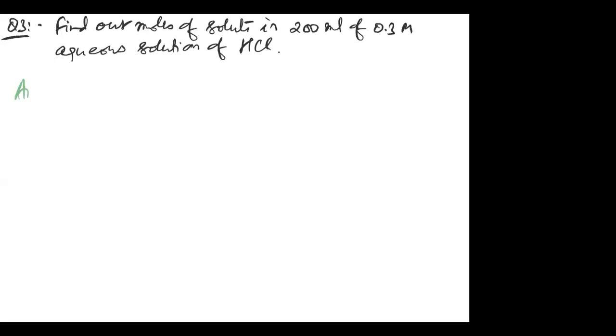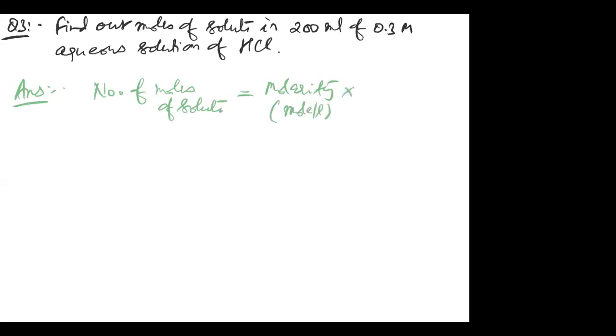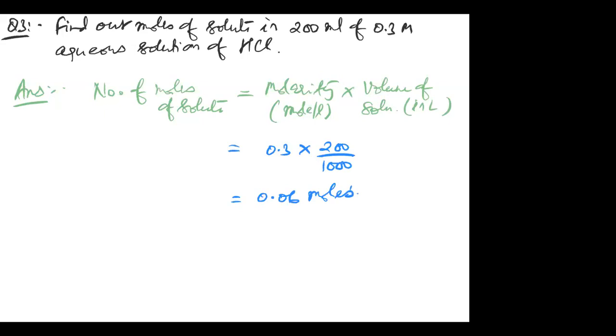To find the number of moles, the number of moles of solute is equal to molarity, which is moles per liter, multiplied by the volume of solution in liters. That is 0.3 multiplied by 200 divided by 1000, which equals 0.06 moles of HCl. So simply, the number of moles of solute is molarity multiplied by volume: M into V is moles of solute.